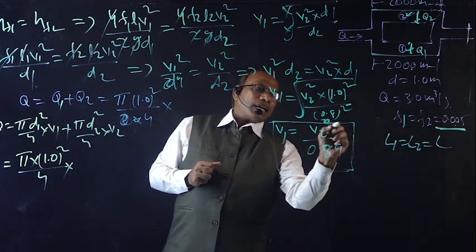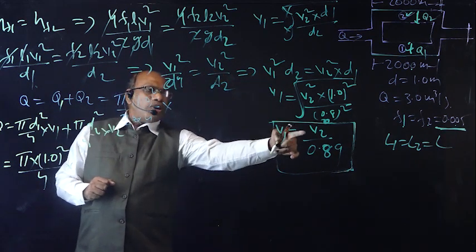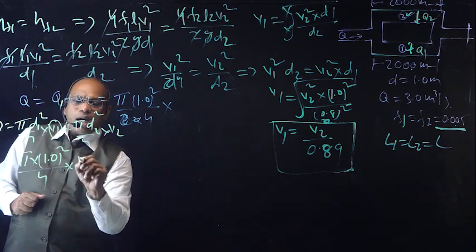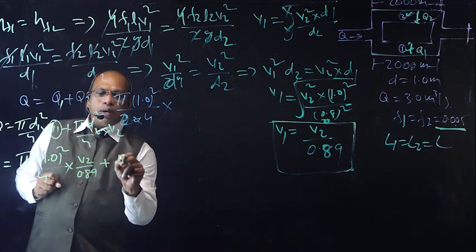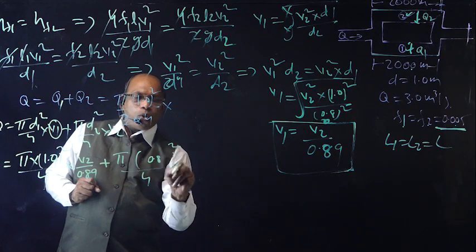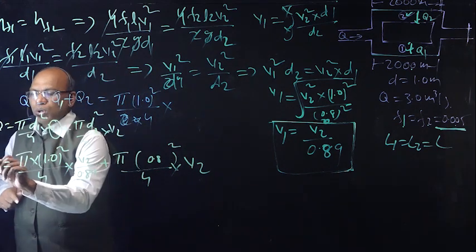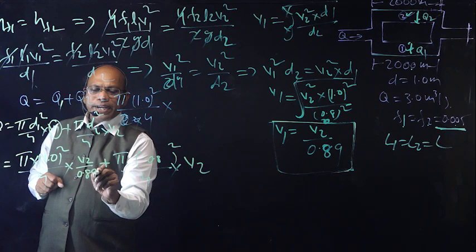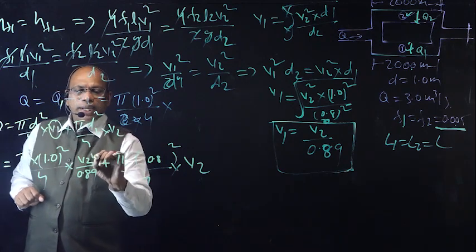We have developed the relation between V1 and V2. In place of V1, we are going to take V2 divided by 0.89. Right? Plus pi, what is D2? That is 0.8 meters. So 0.8 square divided by 4 into, what is V2? V2 is V2. Now, in this equation, Q is equal to pi 1.0 square divided by 4 into V2 by 0.89 plus pi by 4 into 0.8 square into V2. In this entire equation, only unknown is V2.